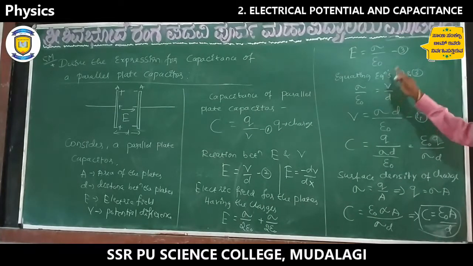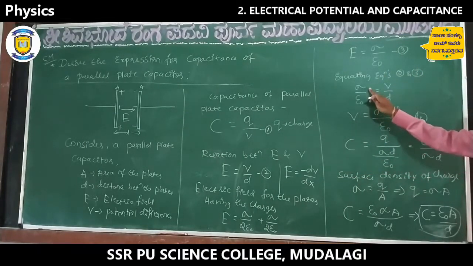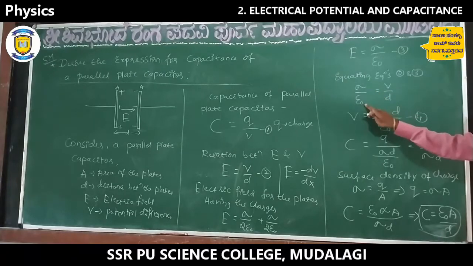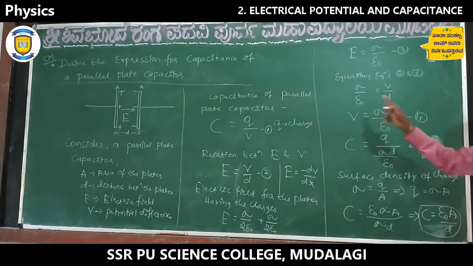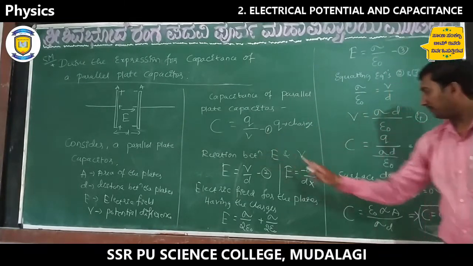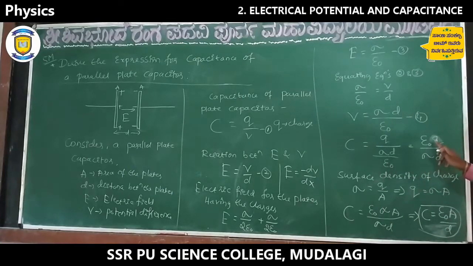Correct? So let us compare equations 2 and 3. Since both are E, sigma by epsilon equals V by d. So V equals sigma d by epsilon. This value of V is substituted in equation number 1. Next, this becomes epsilon q by sigma d.